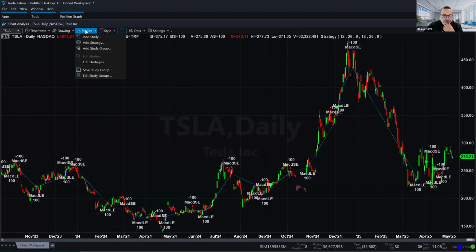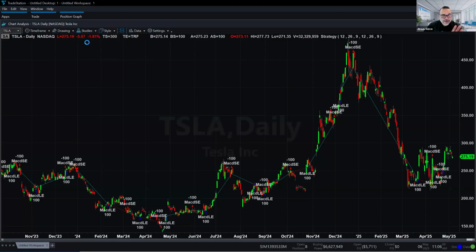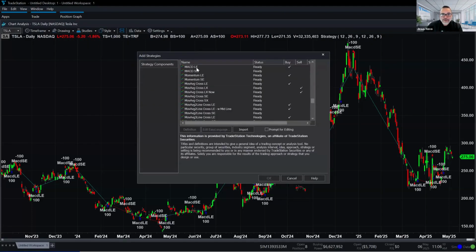If you go over here to studies and you click on add strategy, all of you should have these two strategies, MACD LE and MACD SE. So those are the two strategies that I'm using. The LE is for the long entry and the SE is for my short entry.